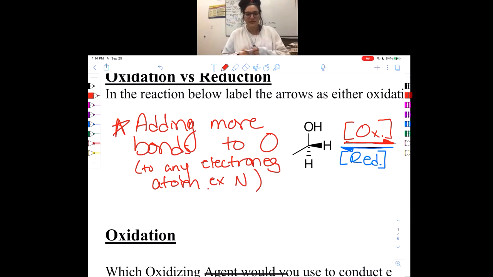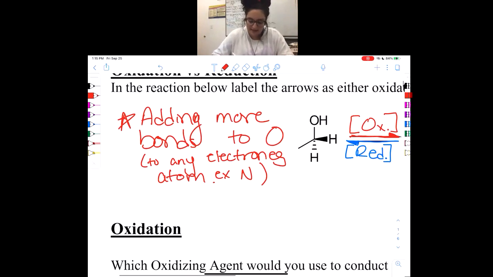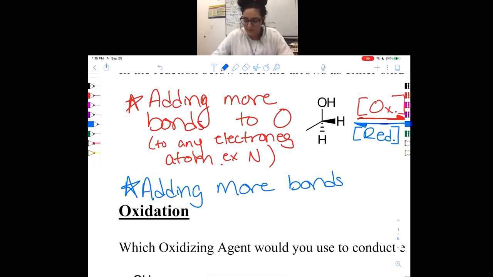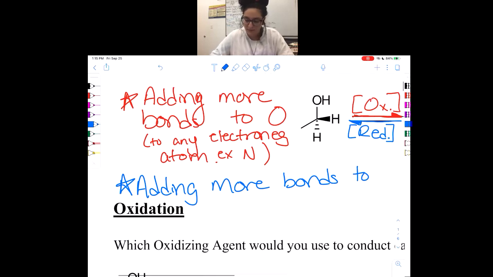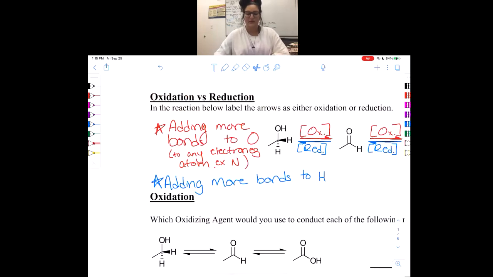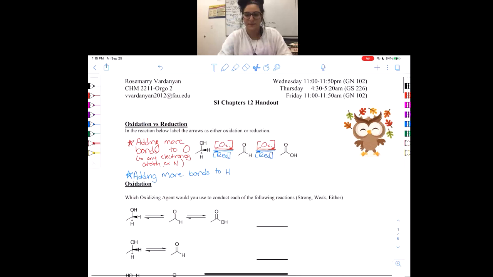And then reduction is the exact opposite. So we can think of it, as someone mentioned, as adding more bonds to hydrogen. And I'll zoom out so you guys can see that all at once. Any questions on the super general oxidation reduction stuff?